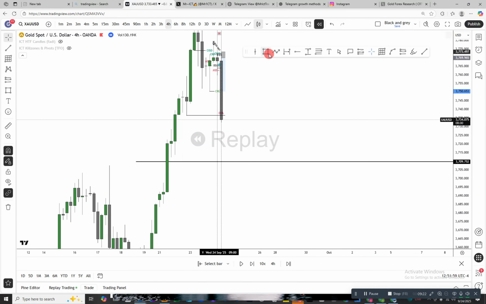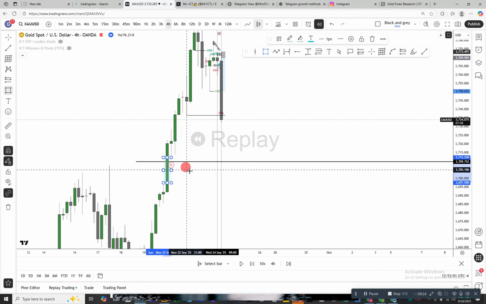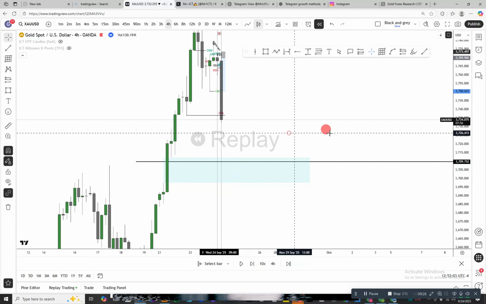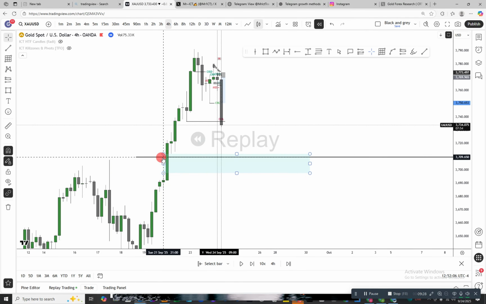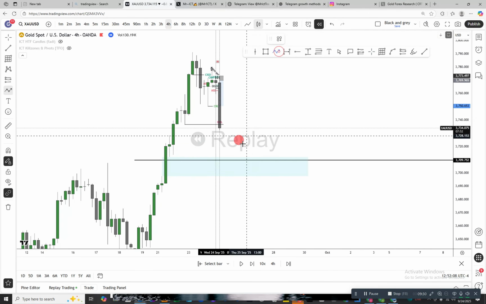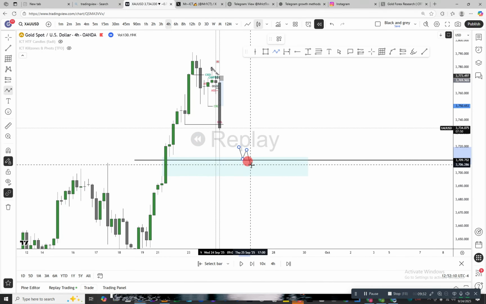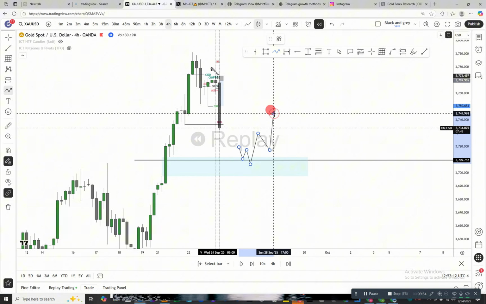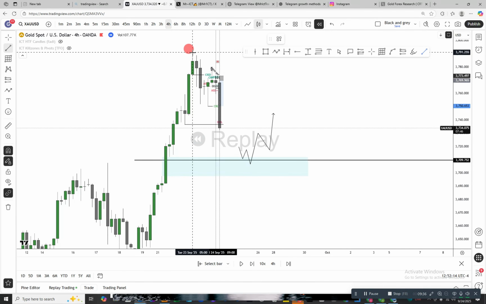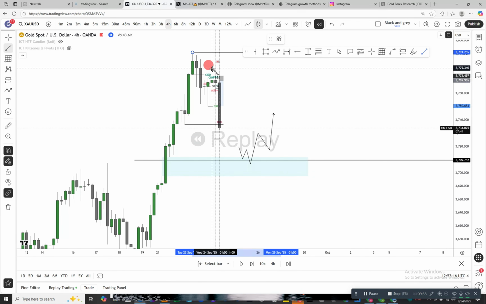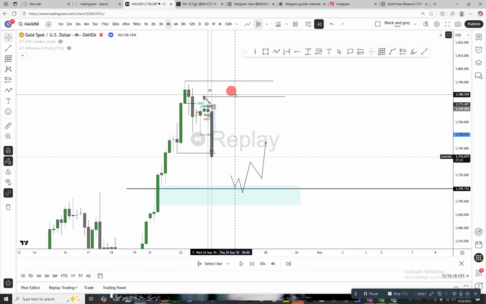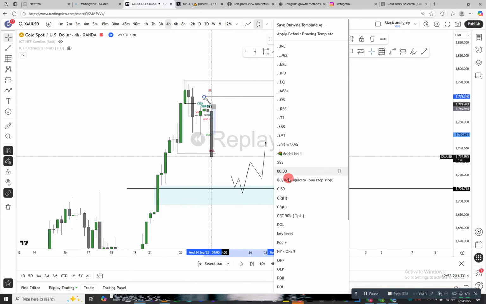My real draw on liquidity will be this IRL. Price can easily tap into this IRL, and I will again look for another confirmation towards the buy side, and my target will be the recent DRL. Here is your DOL, which will be your H4 and daily time frame ERL.